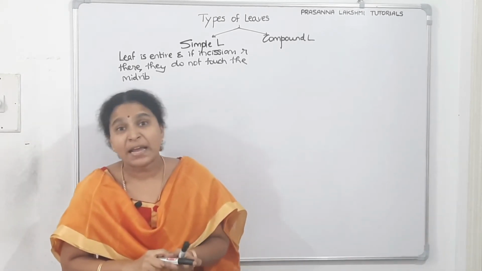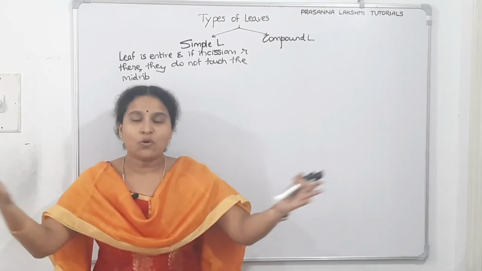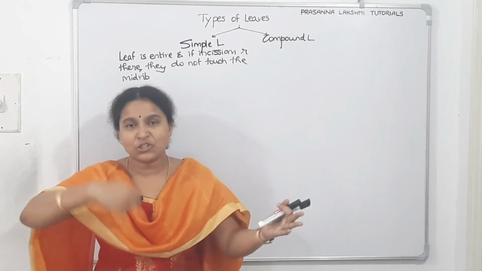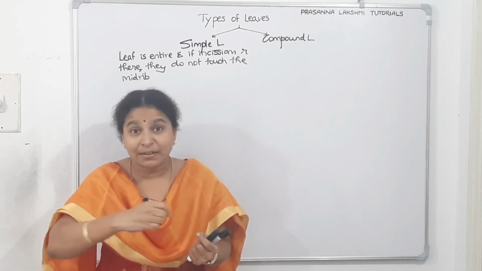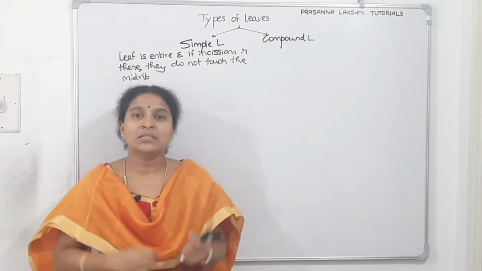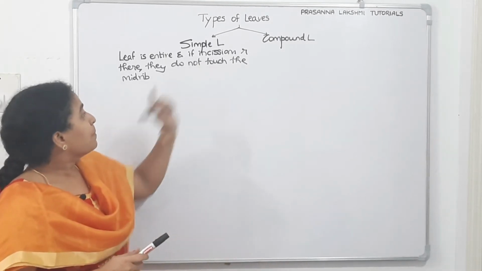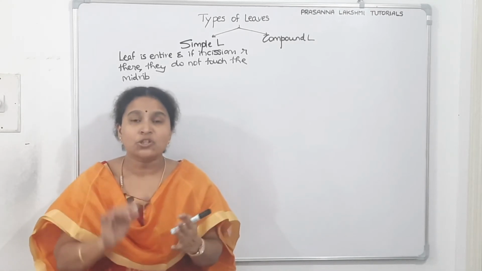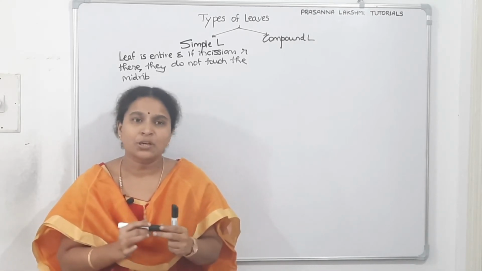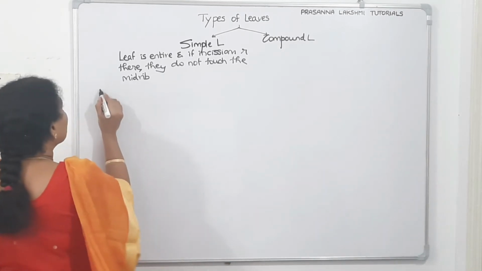Now if you have seen papaya leaf, such a huge broad leaf. Even though it is quite a big leaf and there are incisions coming inside, all the incisions are not touching the central midrib. So that means it is still a simple leaf only. It is one leaf only. So simple leaf means it can be an entire leaf and it can show incisions also, but the incisions should not touch the midrib.